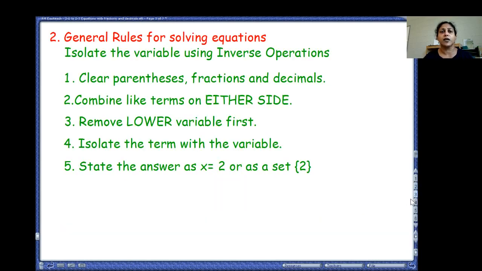So let's look at the rules for solving equations. We always solve equations by isolating the variable using inverse operations. So you need to clear the parentheses, fractions, and decimals. Then you combine like terms on either side of the equation. I want you to remember number 3, remove the lower variable first. Then isolate the term with the variable and write your answer as x equals 2 or as a set {2}. We call this a solution set. And this is what we're going to be using in the algebra class, the solution set.